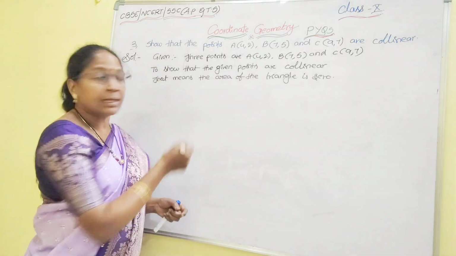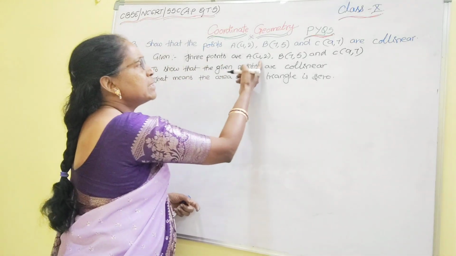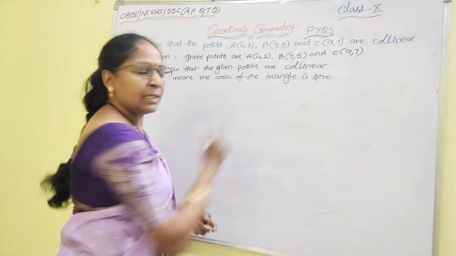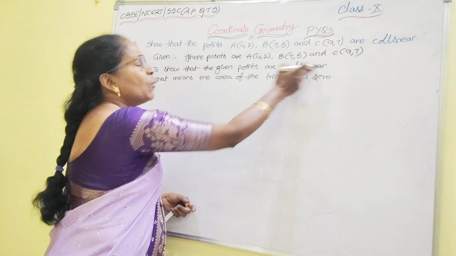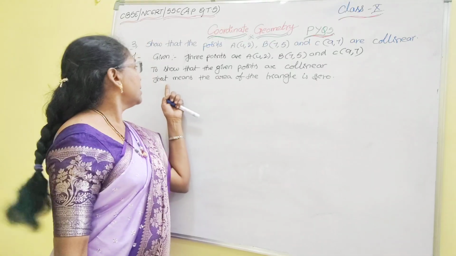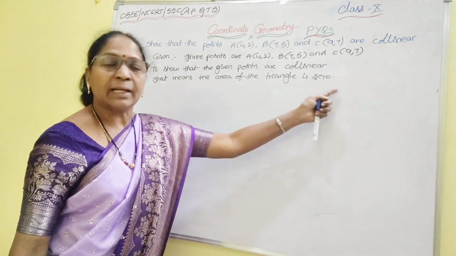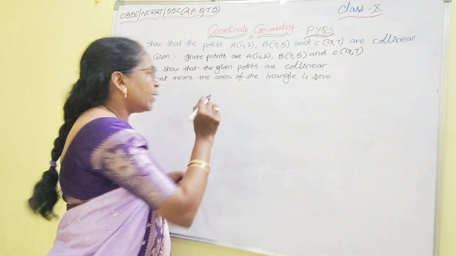This is given data. What are given here? 3 points are A, B and C. Those are the given points and already given. To show that the given points are collinear, what is the meaning here? That means the area of the triangle is 0. So what is the formula?